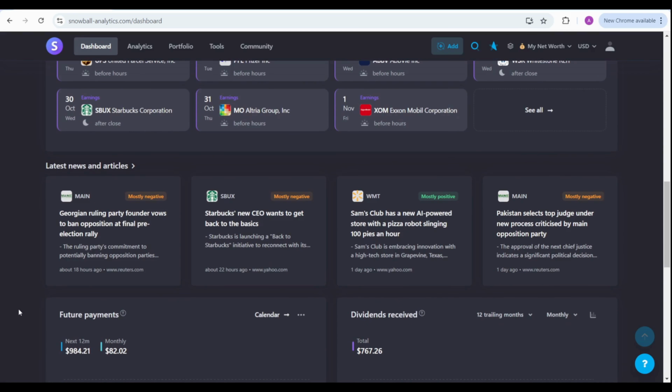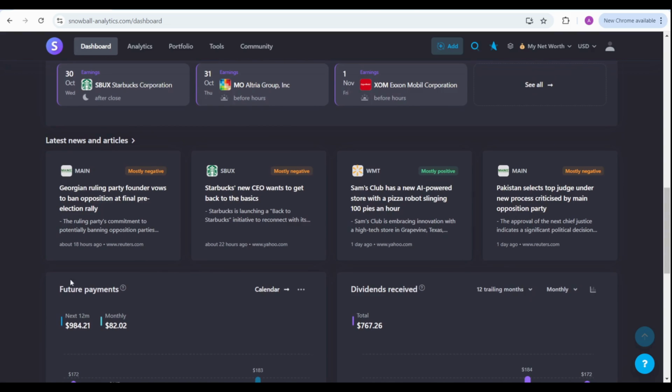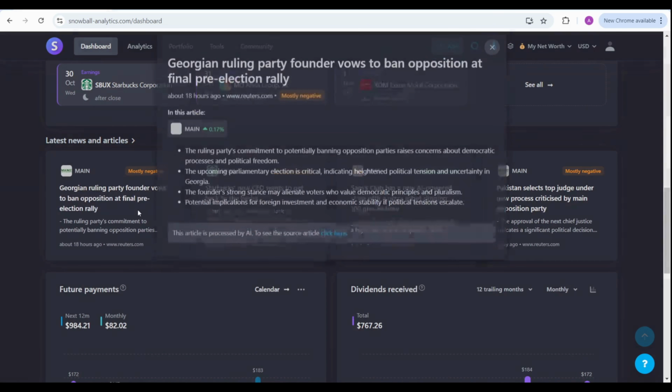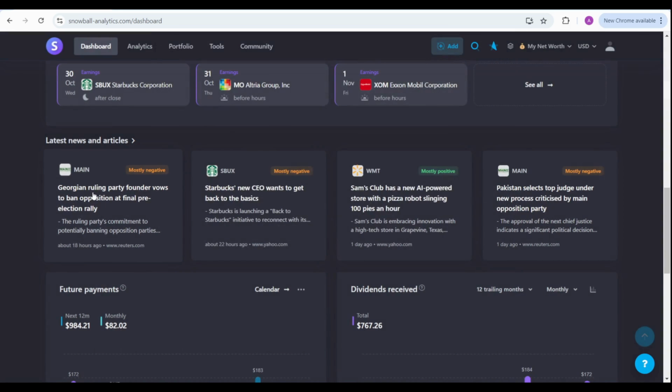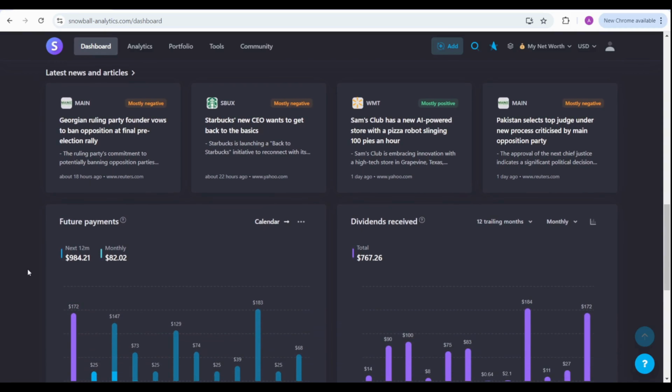and then a little bit further down, you have the latest news and articles, and these little comments up here saying mostly negative, negative, mostly positive, those are all AI generated. As you can see right here, it says this article is processed by AI. So they just kind of go through and scrape a lot of the keywords to see how everything is being interpreted, if it's a positive or negative thing.